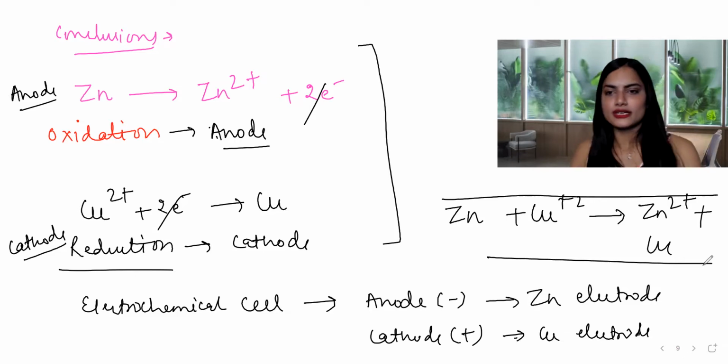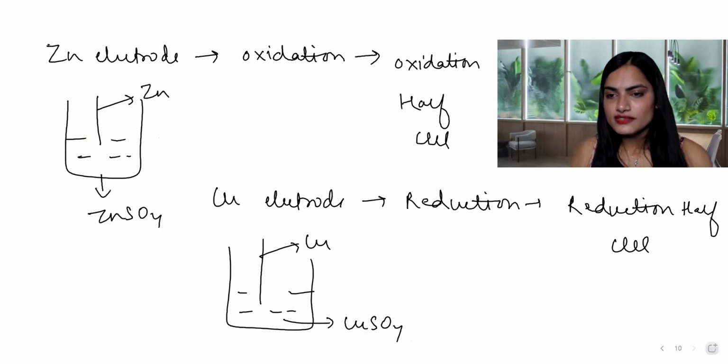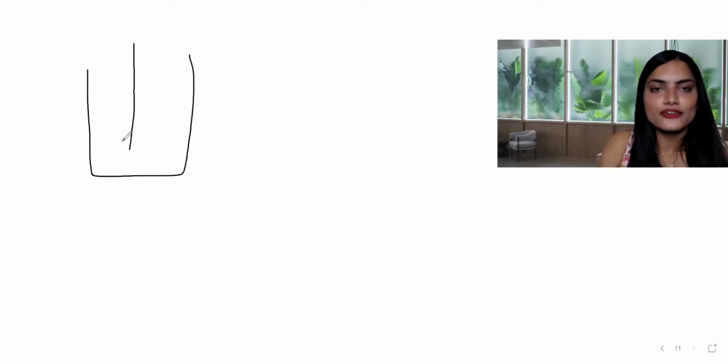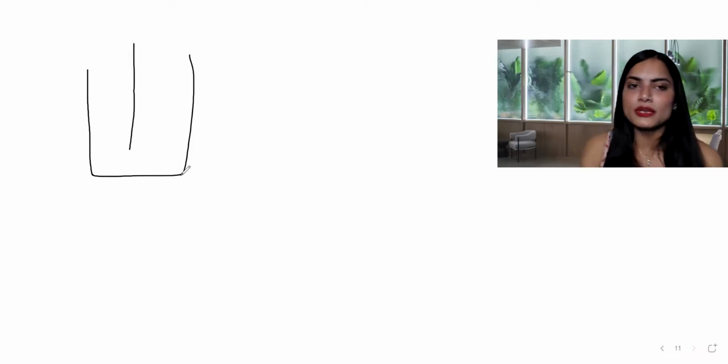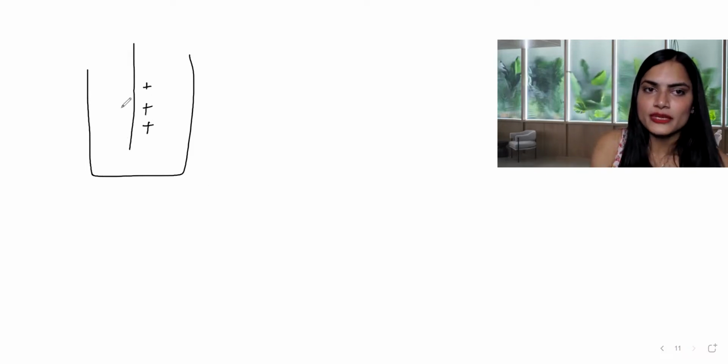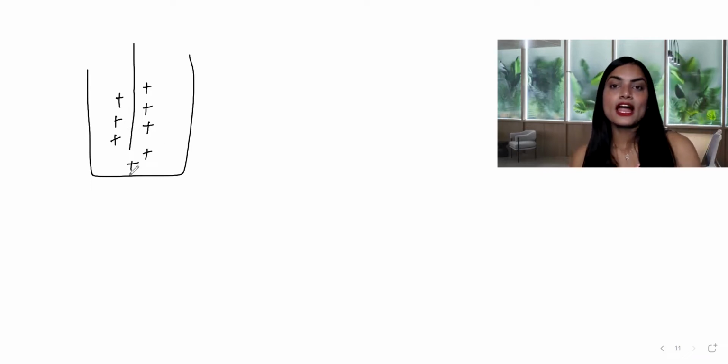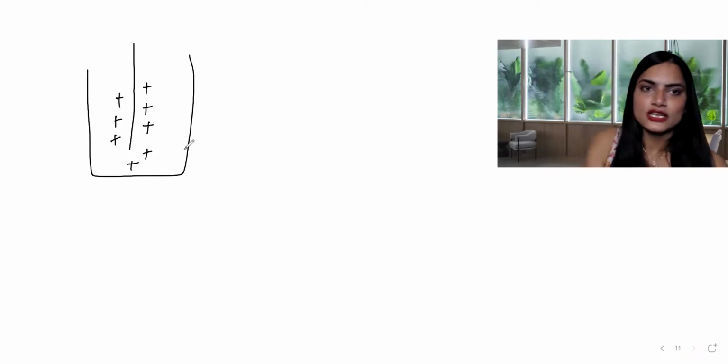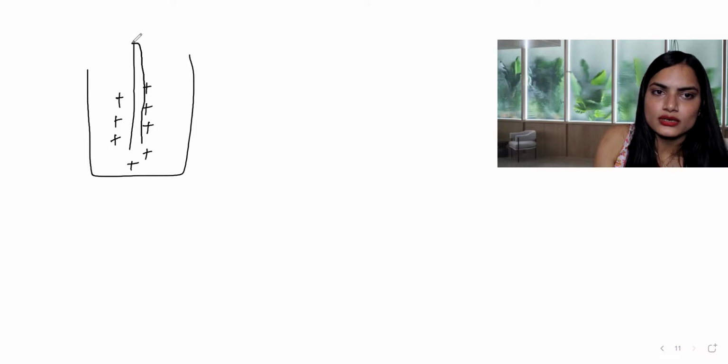Now, the most important, I haven't discussed the function of the salt bridge yet. Let's understand the function of the salt bridge now. You have seen that in the oxidation half cell, the zinc electrode is losing its electrons and Zn2+ ions are going into the solution. So there will be accumulation of positive charge in the electrolytic solution. And because this anode is negatively charged, there will be a negative charge on the electrode.